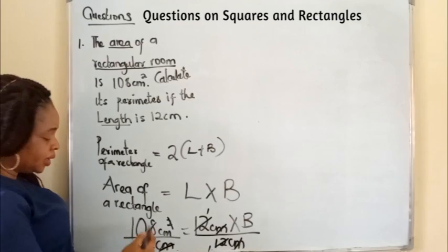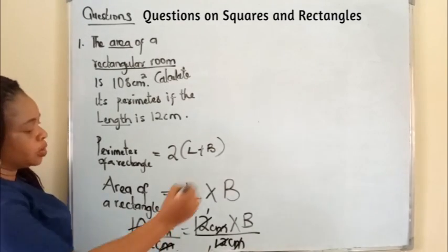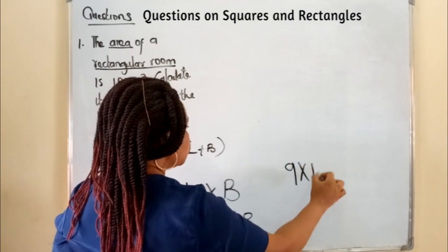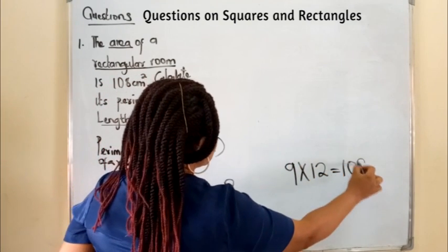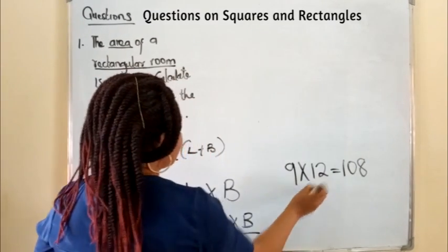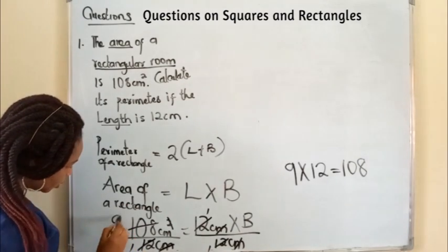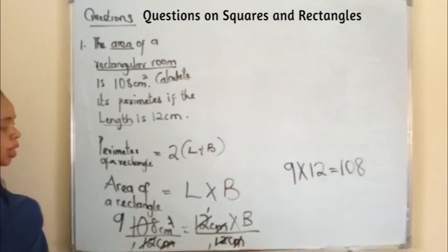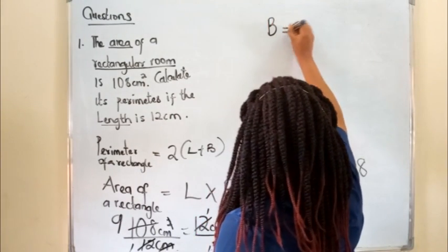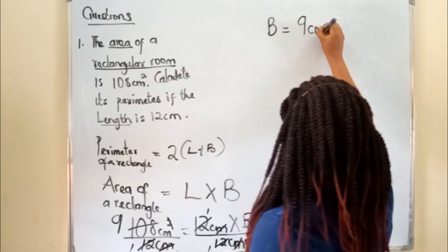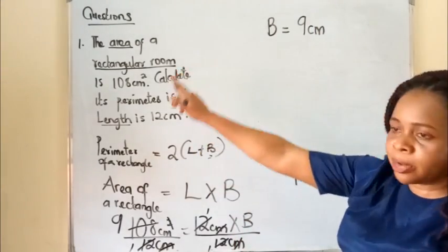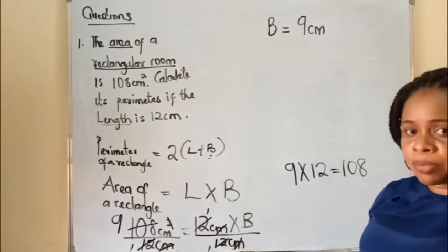How many 12s can I find in 108? You check your times table. You have 9 times 12 is equal to 108. So it then means that 108 divided by 12 will give us 9. So here our breadth is equal to 9 centimeter. We've gotten the breadth that we are looking for to give a solution to this problem.